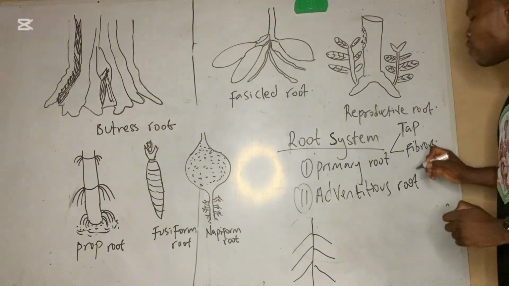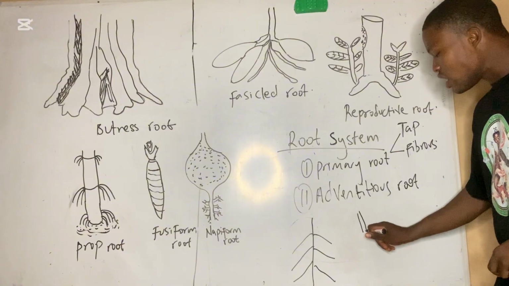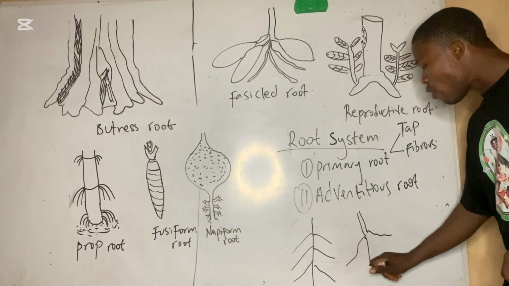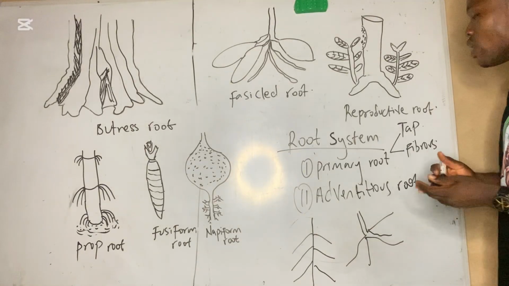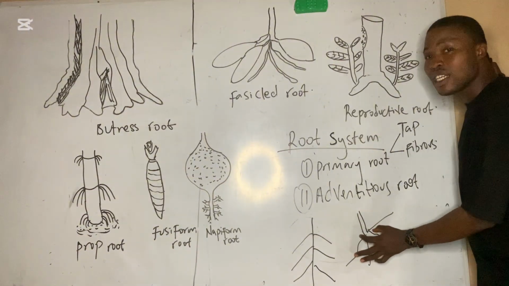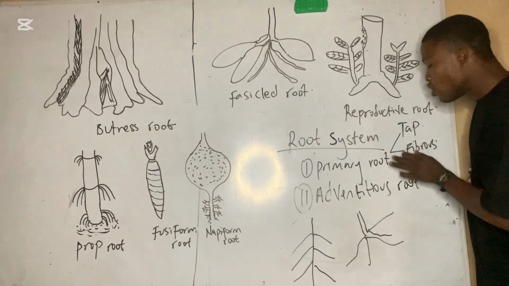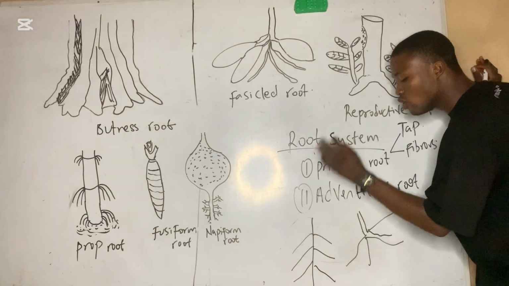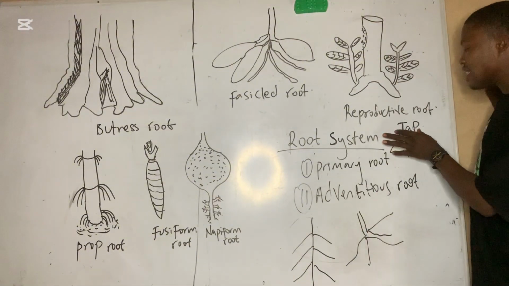That's a taproot. Now, what's a fibrous root? A fibrous root is a primary root in which the root divides into two or more branches, and that primary root does not elongate. So a primary root system in which the root branches off into many branches is said to be fibrous, while a primary root system in which the primary root grows deep into the soil, having few branches, is said to be a taproot system.